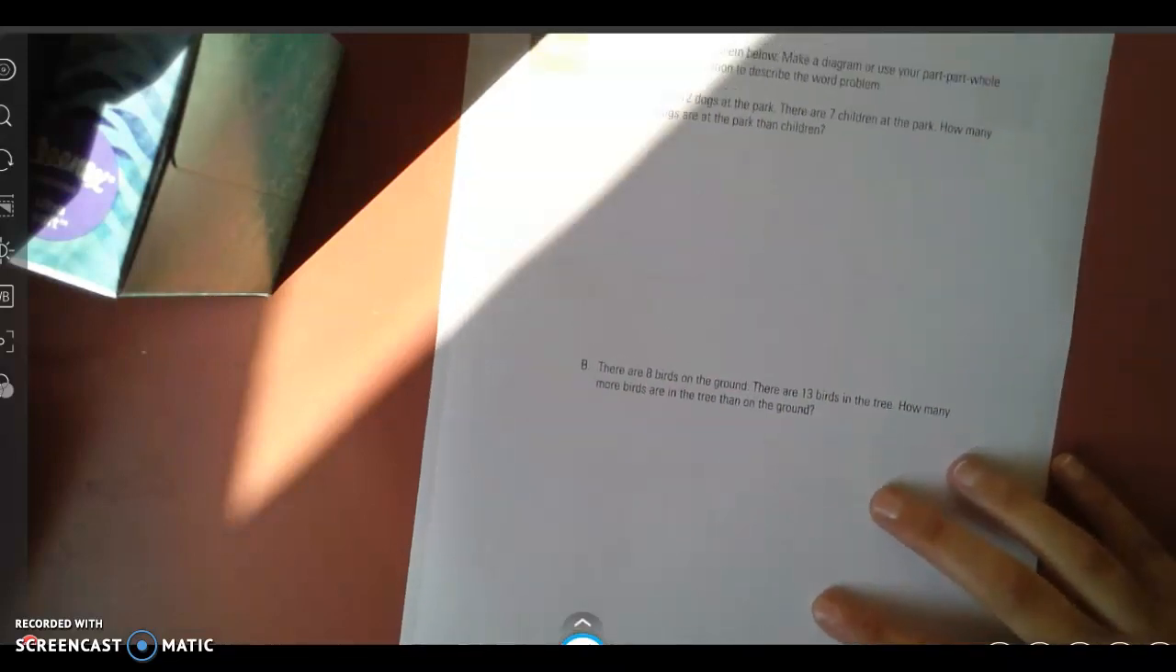So let's flip over. Sorry, the sun is in the way. There you can see it. So for the rest of this task, you are going to be working on solving each word problem below. Make a diagram or use your part-whole map, and then write an equation to describe the word problem. So I'm going to go through and read these problems, and then you're going to spend some time working on them. There'll be a second video that is more about a discussion and an explanation.